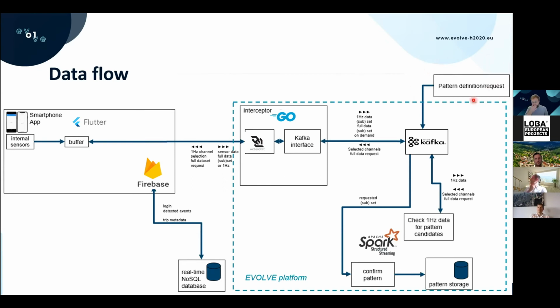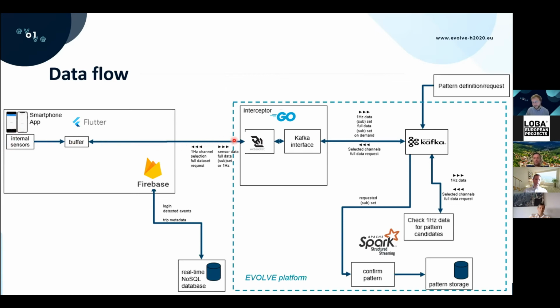In the beginning, we have a researcher, a data scientist, that gives the pattern definition. What is interesting? Which situations are we interested in? And how do we find candidates? This is stored in Kafka. And if now a new smartphone, here depicted on the left side, connects to our system through the interceptor that is already running on the platform, then it gets that pattern definition to the smartphone. So now the smartphone knows which data to send for detection of pattern candidates.